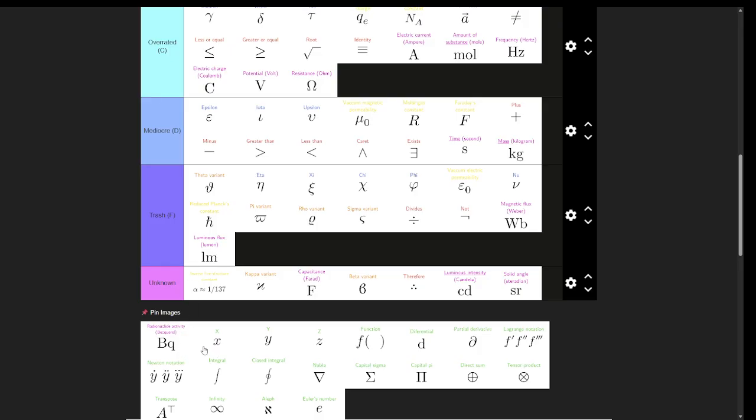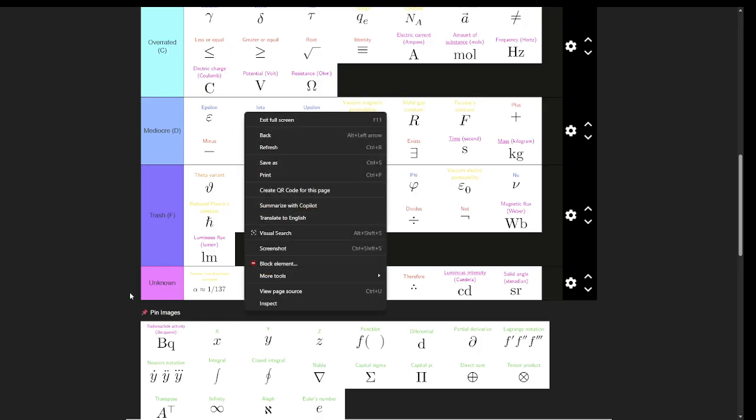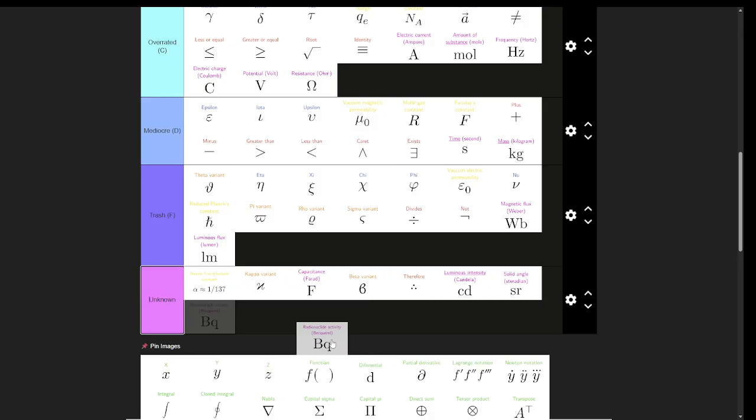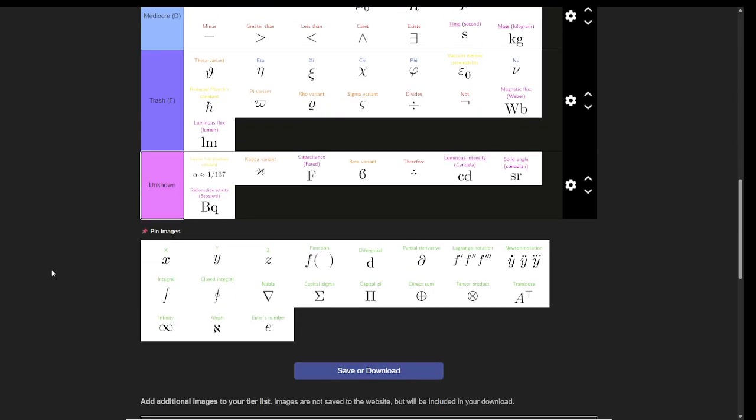Now, radionucleotide activity. I'm sorry that, again, I'm not a radiologist or whatever. I don't know what this is. How do you want me to rate something when I don't know what it is? I'm sorry, guys. I'm about to crash out. This is ridiculous. Oh, boy. I'm about to get angry.